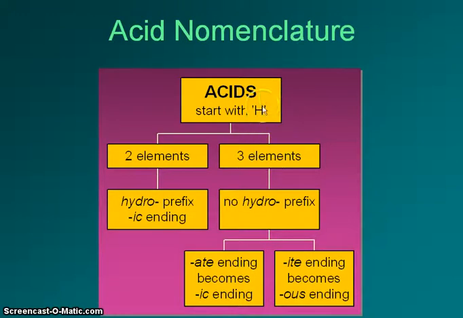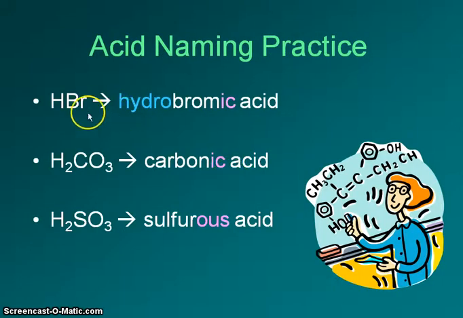If it's a compound that has three or more elements, then you would follow this method. You don't use the hydro prefix. What you have to pay attention to instead is which polyatomic ion it has in it, so whether it's the ate ending or the ite ending. If it's got the ate ending, you're going to change it to an ic, and if it's an ite ending, it becomes an ous. So here's some examples.